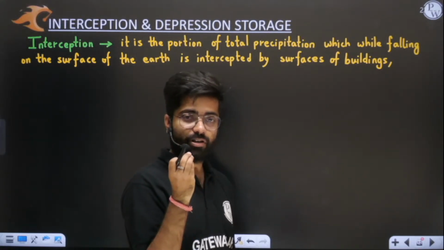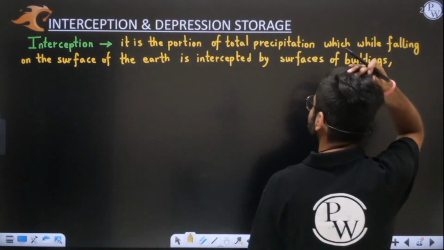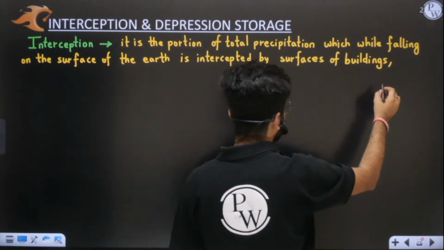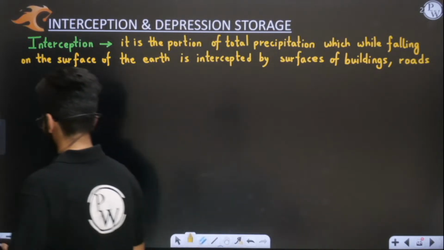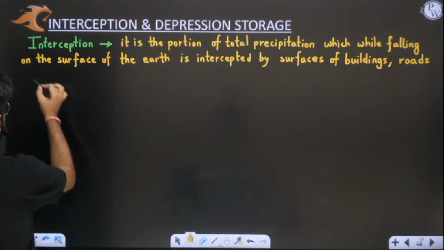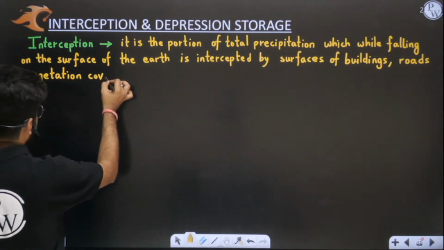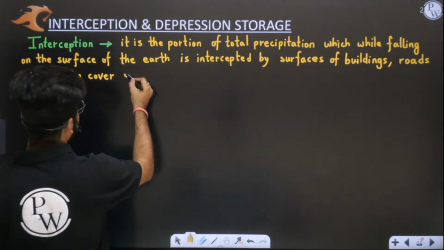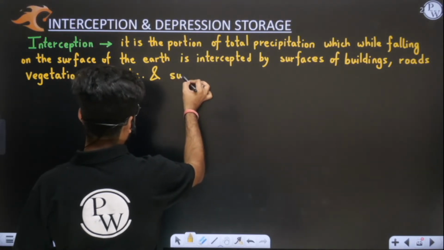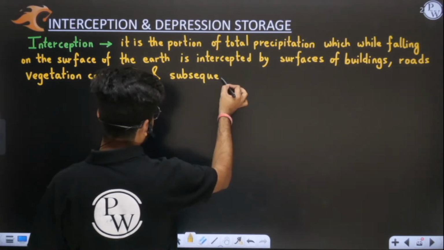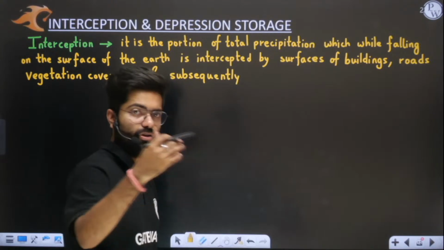Okay, that water will subsequently evaporate, but that water will not go to the ground. This you have to understand. So I will write that water is intercepted by surface of buildings, roads, vegetation cover, or any other kind of obstruction that you can think of, etc. And that water which has deposited on roads, vegetations, on buildings, that will subsequently evaporate. Okay, so it's a kind of evaporation loss only.